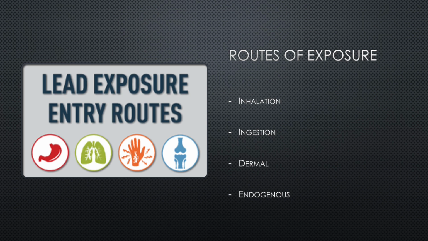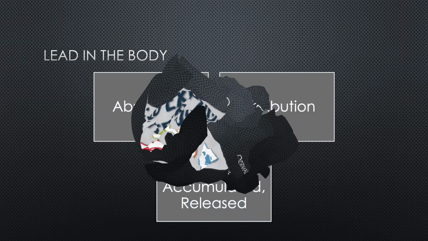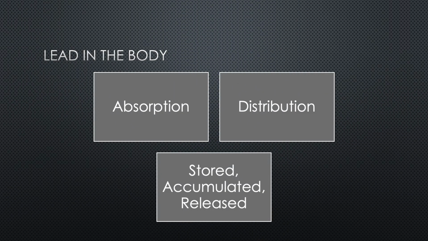Next, let's talk about what happens once lead enters the body. Once lead enters the body, the level of absorption might depend on your age or how well your body dissolves the lead. For children, lead is absorbed at a much higher rate compared to adults. After lead is absorbed, it is distributed to 3 compartments: your blood, soft tissue such as the liver, and mineralizing tissue such as your teeth.